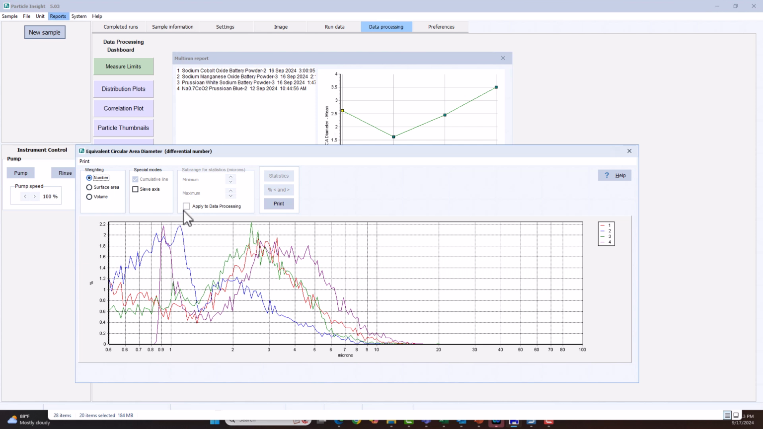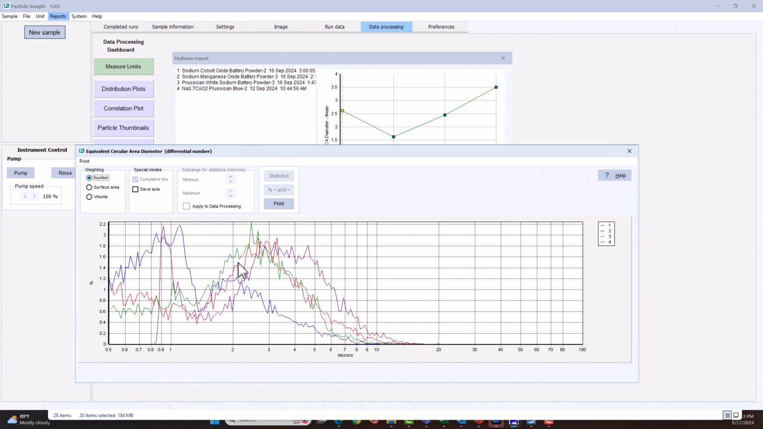The sodium manganese, assuming particles are round, equivalent circular area diameter is assuming that the particles are round, and it's going to be the closest comparison to other particle size methods. We can definitely see that that sample has a much higher population of particles below a micron, and definitely a smaller population on the higher side, which is the 2 to 10 micron range.